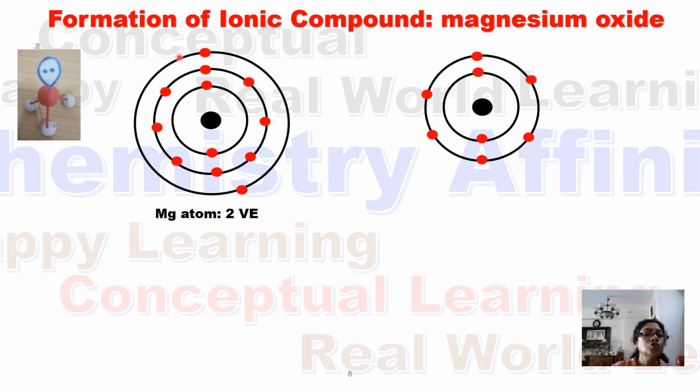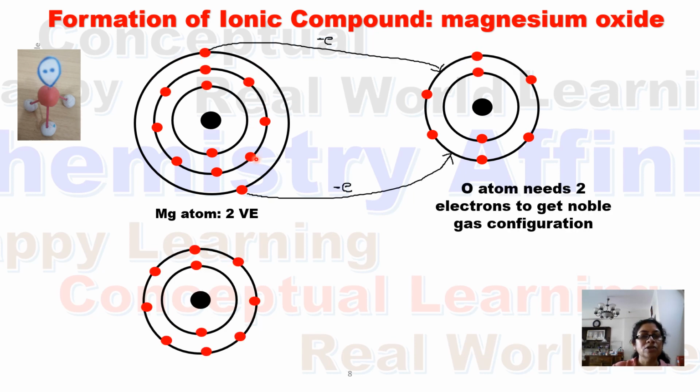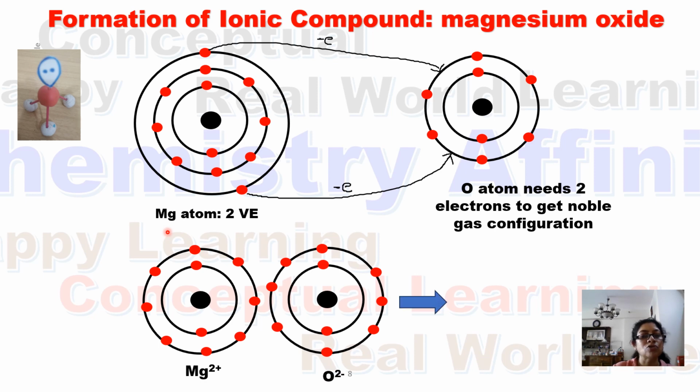Magnesium has 2 valence electrons and oxygen has 6 valence electrons. So if magnesium donates 2 electrons to oxygen, oxygen will be an oxide anion and it becomes an octet. And magnesium, losing the 2 electrons, follows the octet rule. So magnesium losing 2 electrons will be a magnesium 2 plus cation and oxygen will be the oxide anion. Now there is a cation and anion, there will be a strong electrostatic interaction between them, and we get an ionic compound, magnesium oxide.